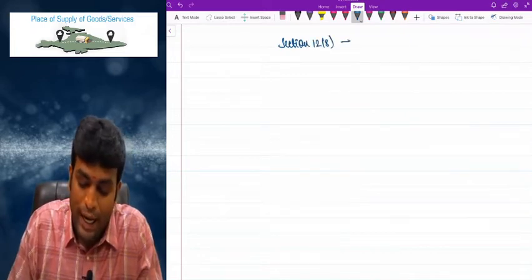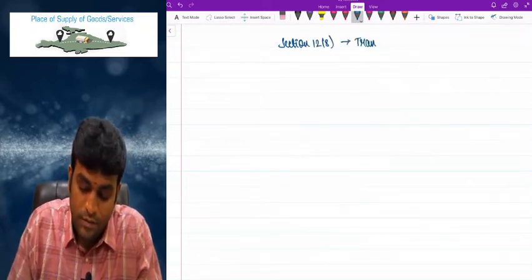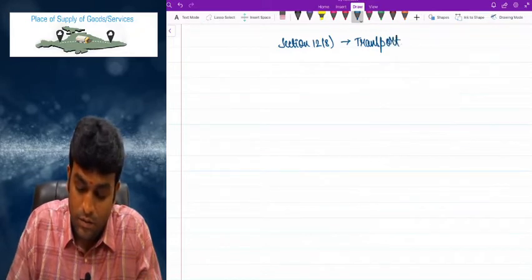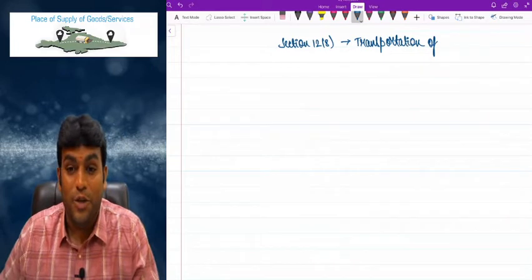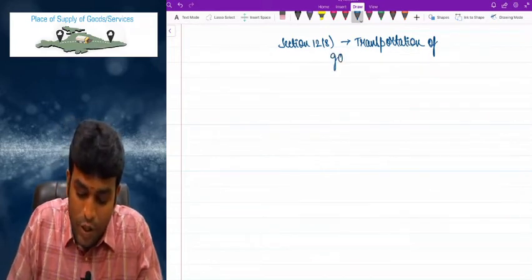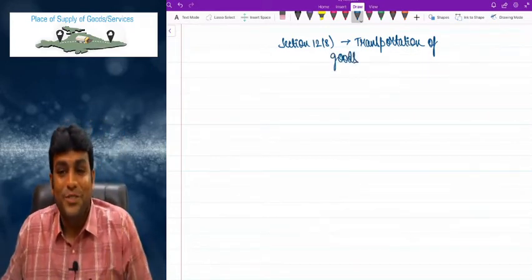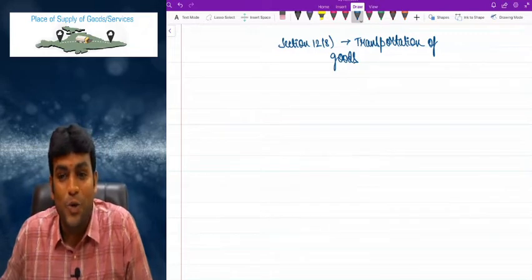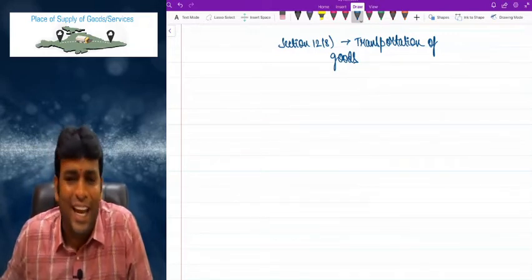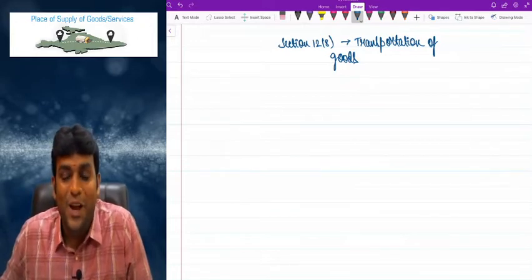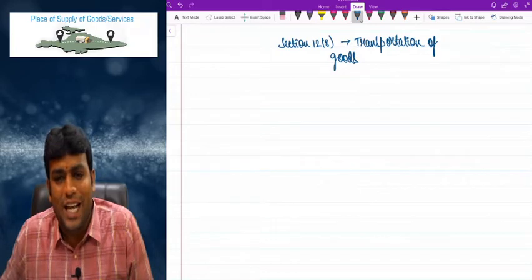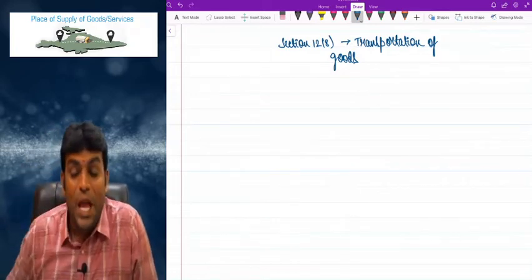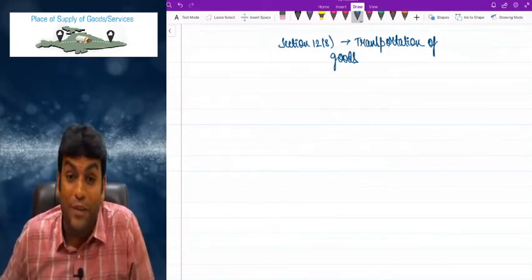Section 12/8 talks about transportation of goods. So service by way of transportation of goods. Classic examples here, we have got somebody called GTA, Goods Transport Agency, who will provide service of transport of goods by road, or there could be transport of goods by aircraft, or there could be transport of goods by vessel.